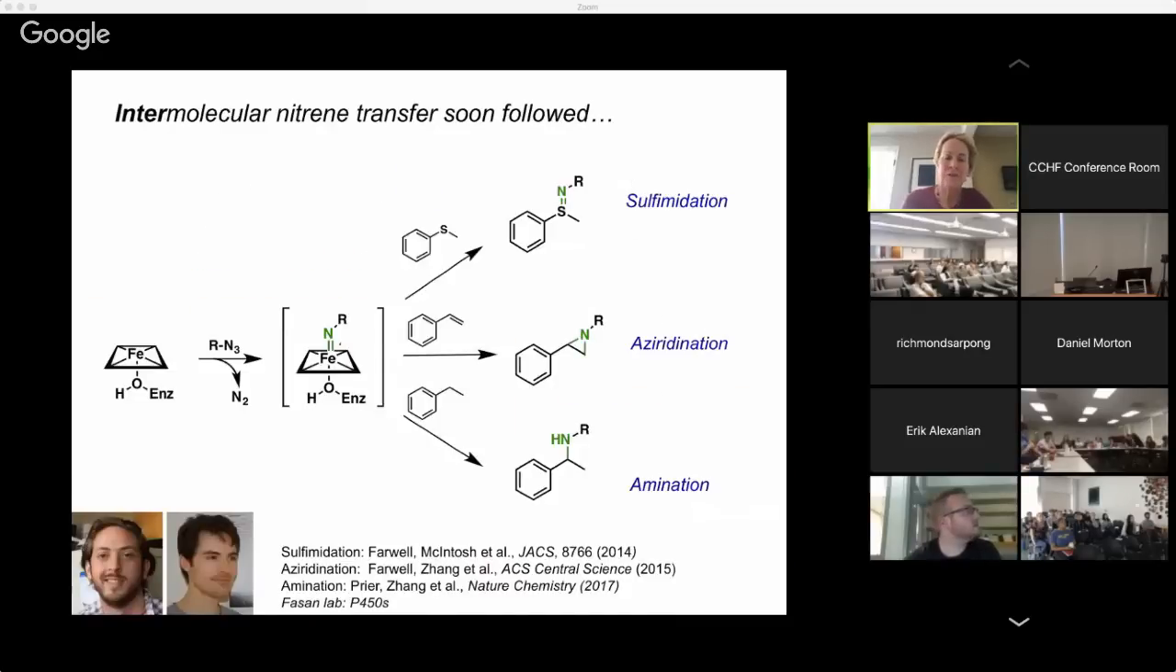Now, after the intramolecular CH amination, we did a number of intermolecular nitrene transfer examples. We showed sulfimidation in 2014, aziridination, once again making different enantiomers based on your tunability. We published intermolecular amination in 2017, and I should note that Rudi Fasan's lab has also done a number of really nice examples using P450s as well. So this idea that intermolecular nitrene transfer was a possibility came after the initial work.